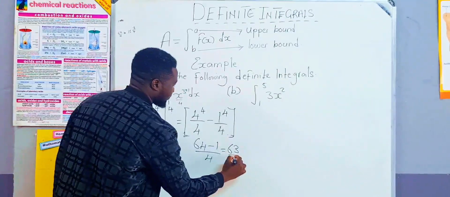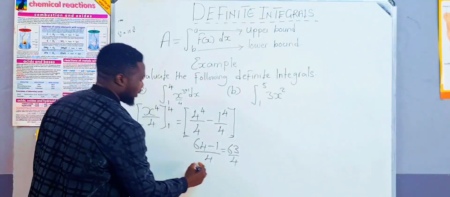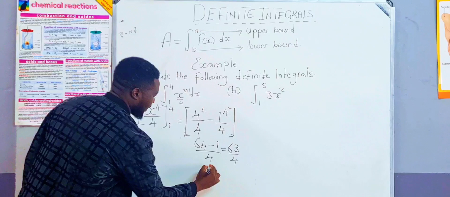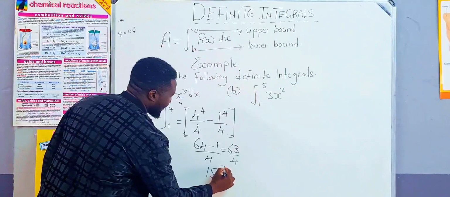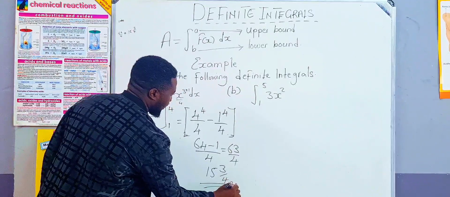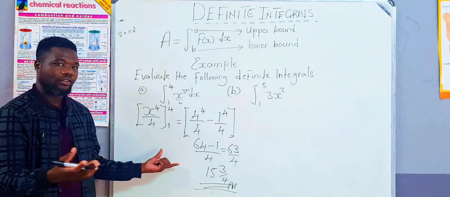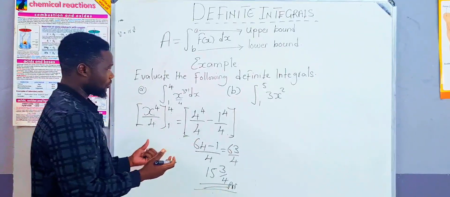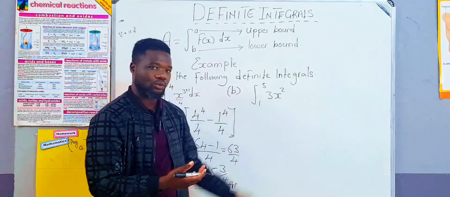It is just going to give you 63 over 4. If you divide 63 by 4, 4 goes in 15 times, remainder 3 over 4. So this can be the answer here. This is how you must do these definite integrals.